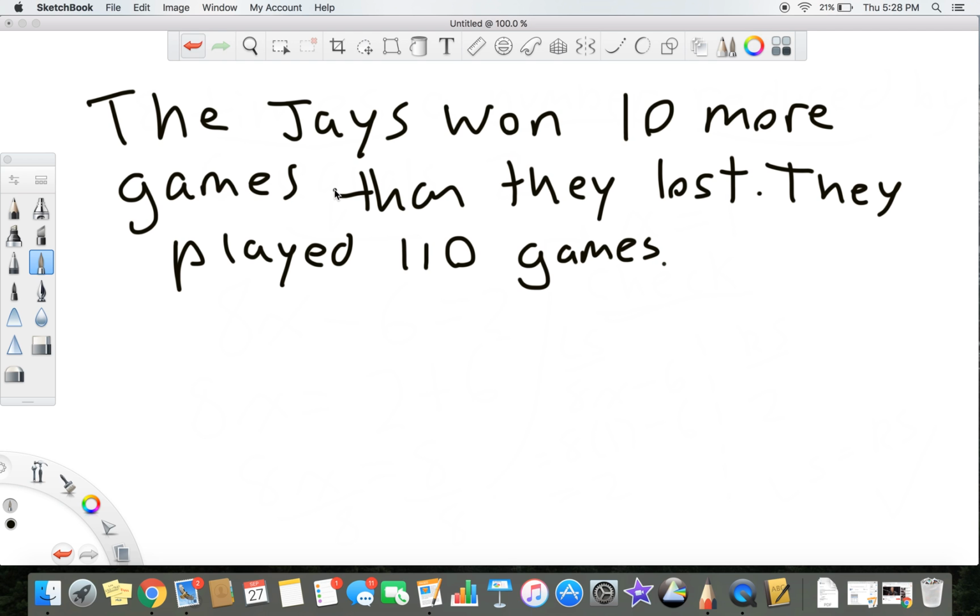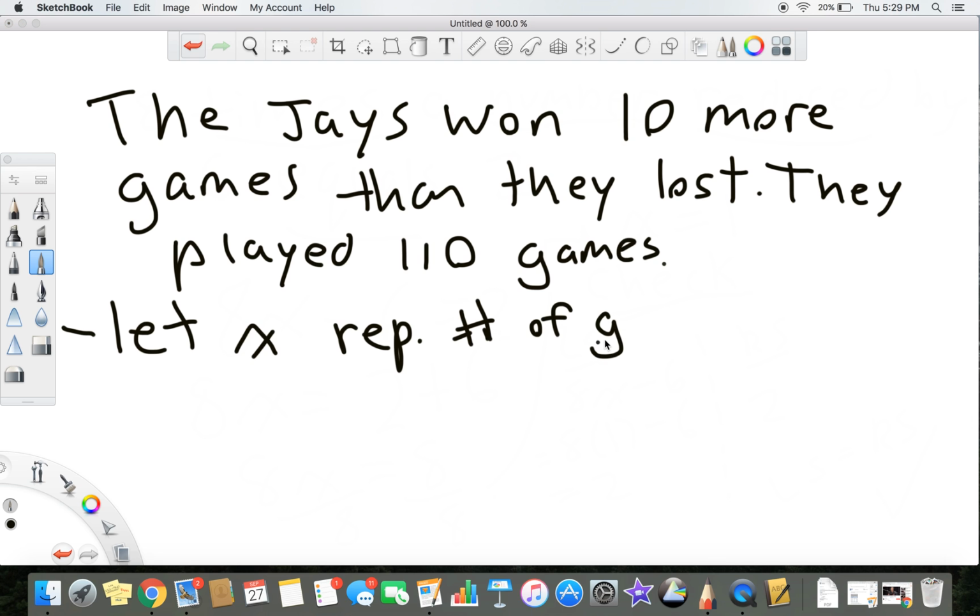So you notice in this question that we're talking about the games. We know the Jays won 10 more games than they lost, and they played 110 games. Because we know they won 10 more than they lost, we have to find the lost, because the amount of games they won is dependent on how many they lost. So with that, we have to define our variable because it now has context. I want to use x, so let x represent the number of games lost by the Jays.